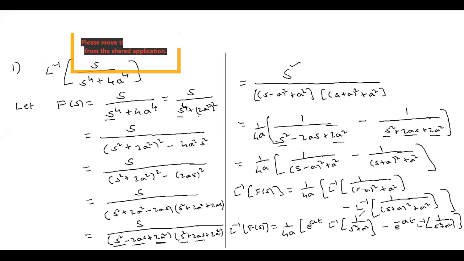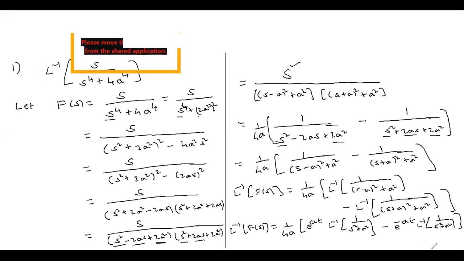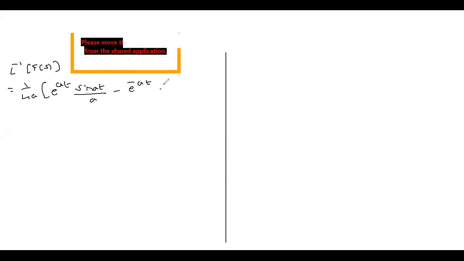So L inverse of F of s would be equal to 1 by 4a e power at. What will be the inverse transform? What is the inverse transform of 1 by a sin at? Okay, so sin at by a minus e power minus at into minus 1 by a, again 1 by a sin at.